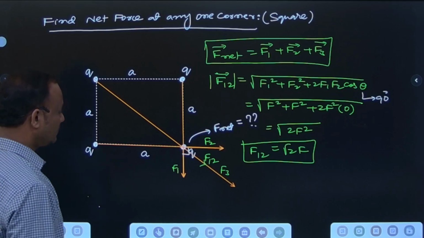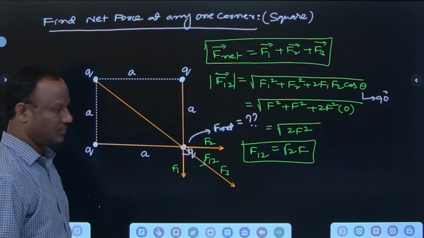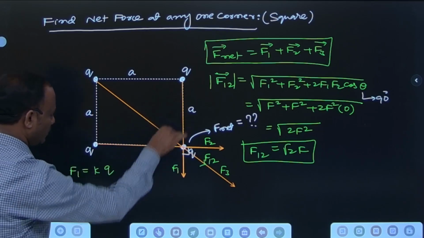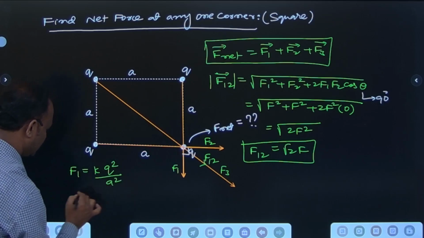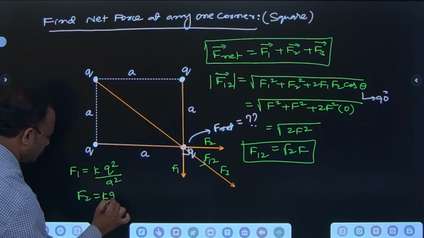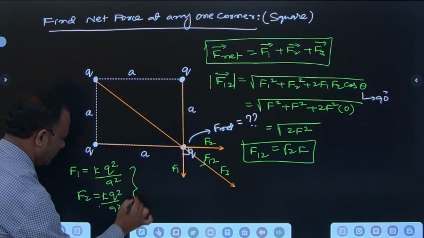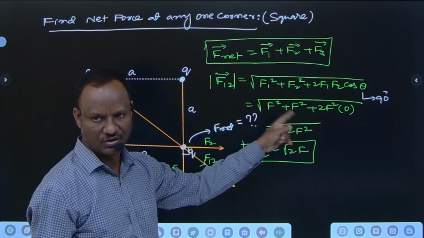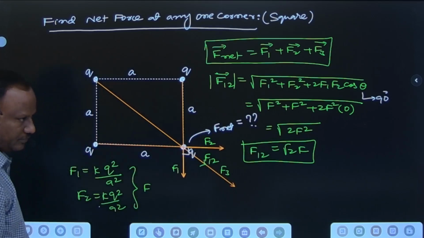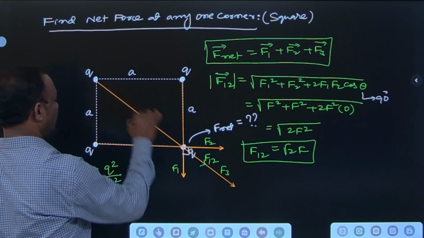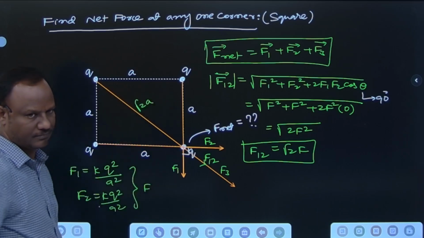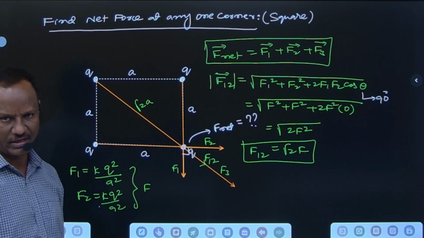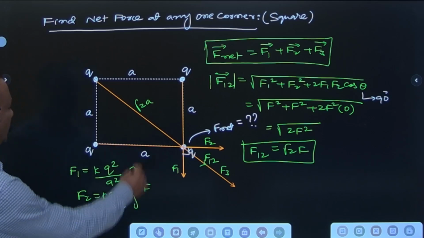Because F1 and F2 have the same magnitude. F1 is equal to K Q into Q square by A square, and F2 is K Q square by A square. That's what I'm taking as F. In place of F1 and F2, F is substituted, because they are the same. And what is the length from here to here? It's root 2A, correct? This is A, this is A, so this becomes root 2A, the diagonal.